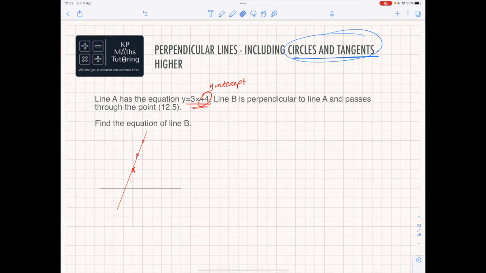Now the perpendicular means at a right angle. So you need to make sure you know what perpendicular means. So the line has to be perpendicular to A and pass through the point 12, 5. So if I assume again that each one of these was 2, 4, 6, 8, 10, 12, and then 2, 4, 5, it passes through this point here. Now the perpendicular to this means it has to go in this direction and create a right angle there. So this purple line is basically what I'm being asked to find.